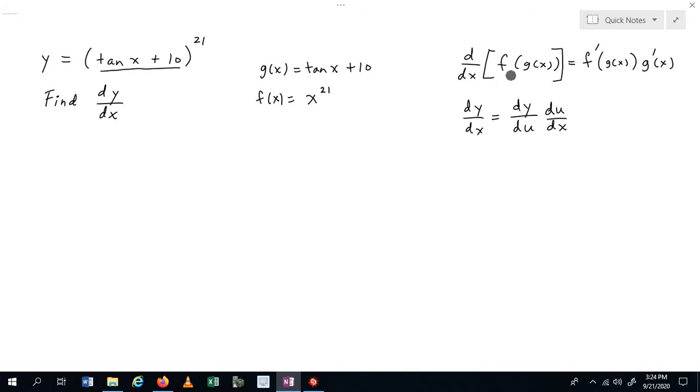Okay, and now to find the derivative of that composition, the derivative of f composed with g is equal to f prime evaluated at g of x times g prime of x. Okay, so let's find f prime of x first. Of course, the derivative of this would simply be 21x raised to the 20th power. And now you have to evaluate this at g of x, where g of x is tangent of x plus 10.